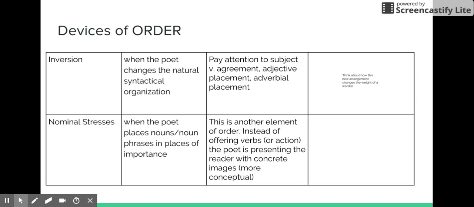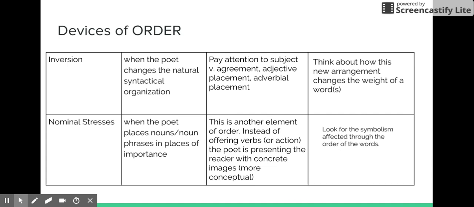Our next set is devices of order. So two devices of order. The first is inversion, and the second is nominal stresses. Inversion is just that. You're going to look at the subject-verb agreement, adjective placement, and you're looking for something that is an unnatural syntactical organization. So what you will do is look for the symbolic weight of the words, and that goes the same with nominal stresses. All that means is there's a series of nouns that offer some sort of importance, and instead of offering verbs and action in the poem, the speaker, the poet, is focused more on images and concrete images, so it's more conceptual. And again, you're looking for symbolism.